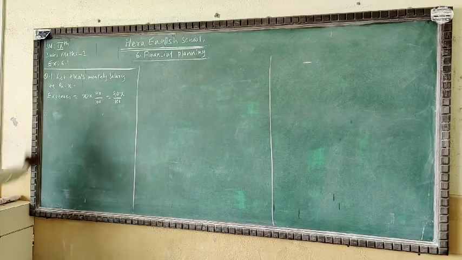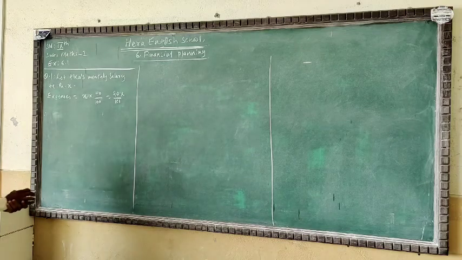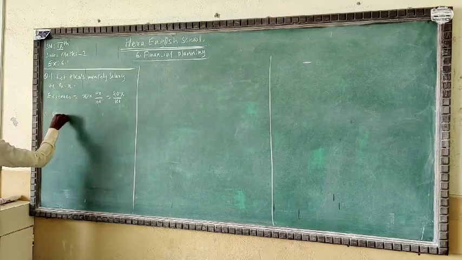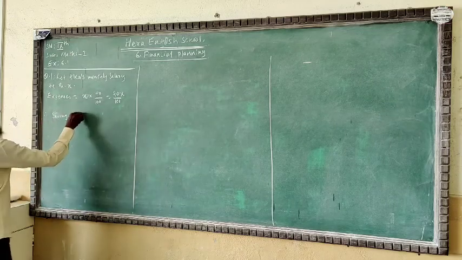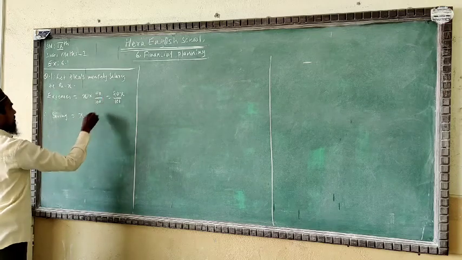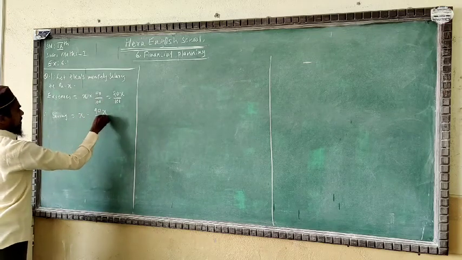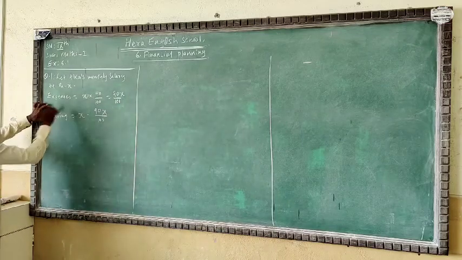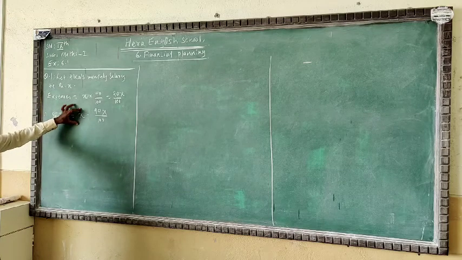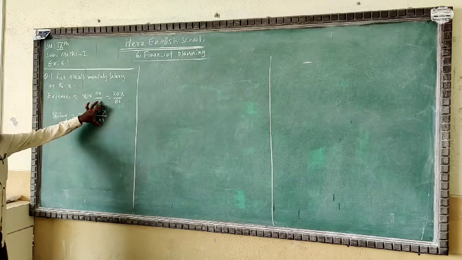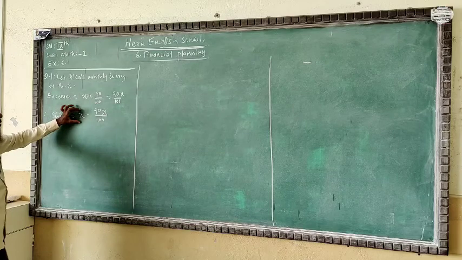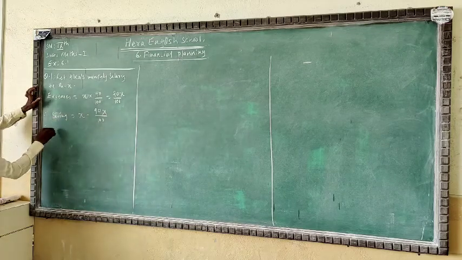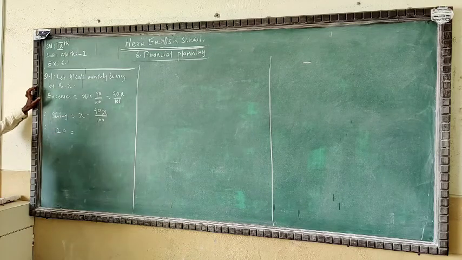Suppose we are given that she saves rupees 120 per month. So we'll write here, saving is equal to the total monthly salary minus the expenses, 90X upon 100. This is the formula for the saving. Saving is equal to X, the monthly salary, minus 90X upon 100, the monthly expenses. She will deduct the expenses from the monthly salary and she will have the saving. Now we are given the saving is rupees 120.